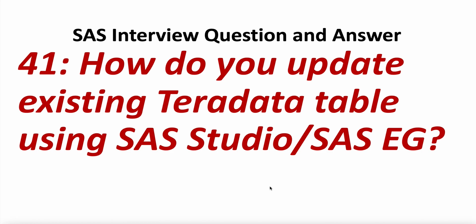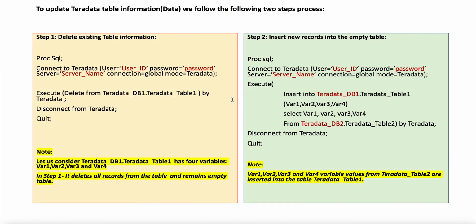SAS interview question and answer. Question number 41. How do you update an existing Teradata table using SAS Studio or SAS Enterprise Guide? This question is asking how you can update Teradata table information, that means data, by using SAS Studio or SAS Enterprise Guide. To update Teradata table information, we follow the following two-step process. Step 1. Delete existing table information, that means create an empty table. Step 2. Insert new records into the empty table.